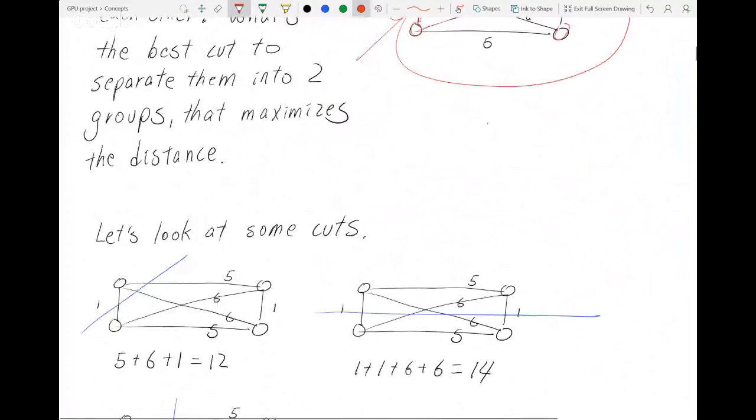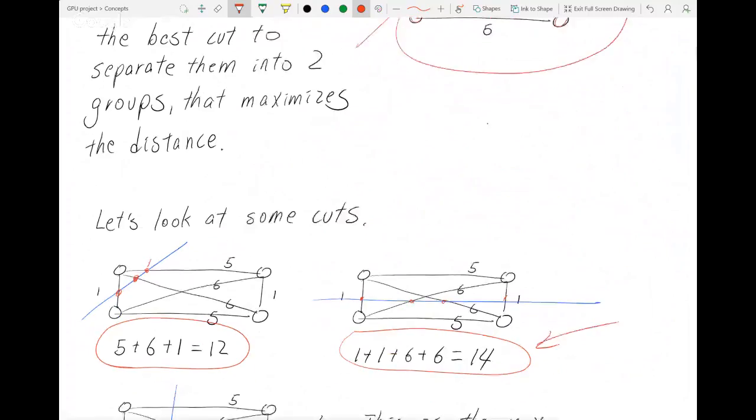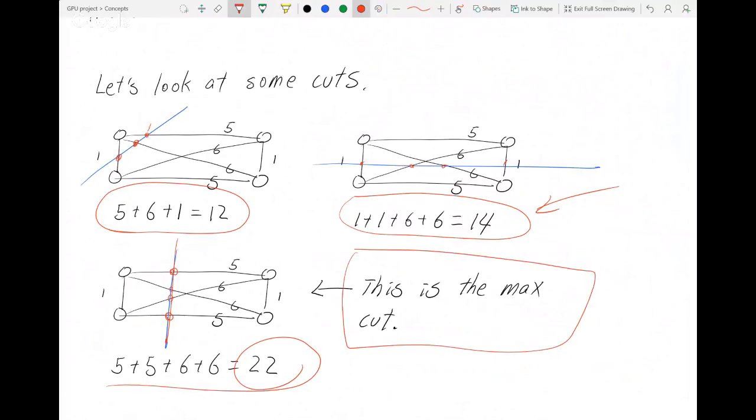Now, let's look at some cuts. We can cut it this way, and let's look at the distance. The distance is 5, 5, 6, and 1, so this is 12. Now let's cut it this way. If we add up all the points, 1, 6, 6, 1, that's 14. This is a better cut because we've increased the distance. Of course, ideally we want to cut something like this, and we get 5, 6, 6, 5, which is 22. Notice that this is the max cut.